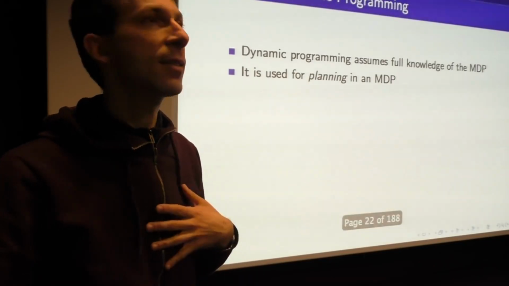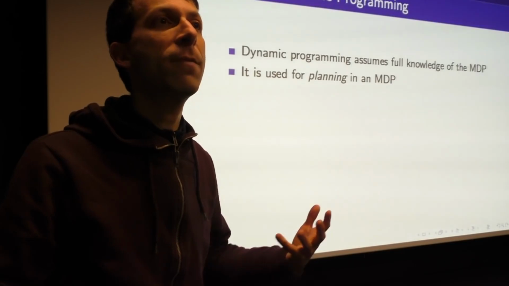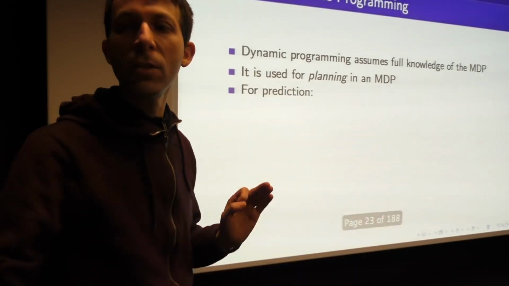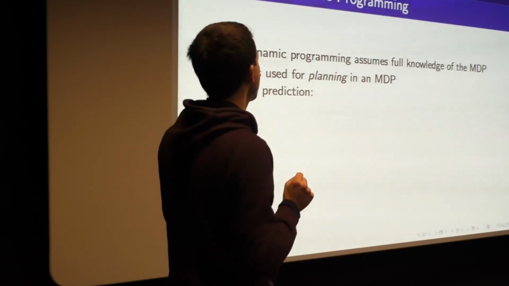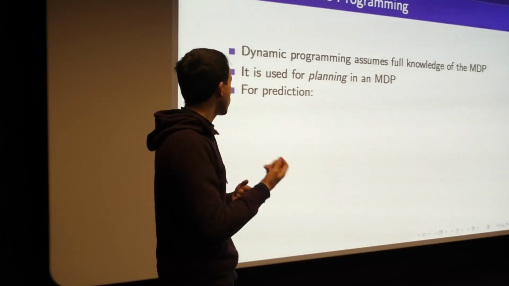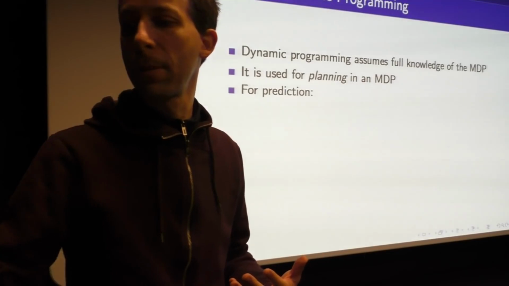Someone tells us the transition structure, someone tells us the reward structure, and now how do we figure out the answer to this MDP? How do we solve it? We can solve two special cases of planning in an MDP, and this came up in the introduction, this idea of prediction and control. First of all, we can plan to solve the prediction problem.